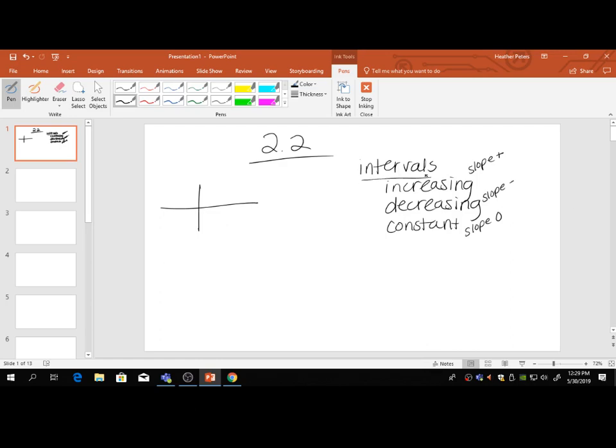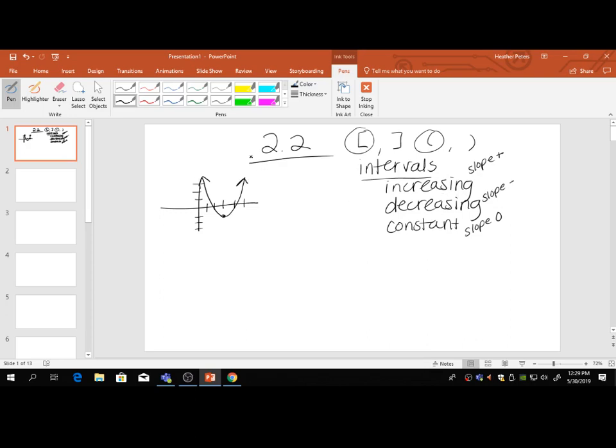And since it's intervals, that means from one number to another. So you can use the brackets like we did in the last section, or the parentheses. The brackets, remember, mean that it includes that value, and the parentheses means it does not include that value. So let's say we have something like this. It says over what intervals is it increasing?